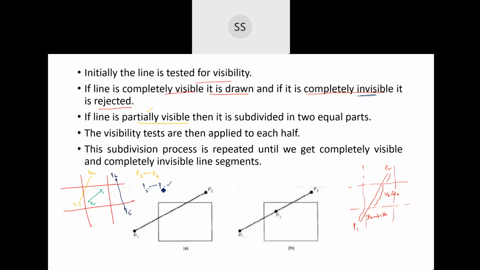What do we do? We completely reject it. In the case of P1 and P2, both the endpoints are within the window, so we accept the line. In the case of P3 and P4, we have the endpoints outside the window, but by some means we try to find out whether the line segment is going through the window. If it is going through the window, then we say that P3 and P4 is partially visible.